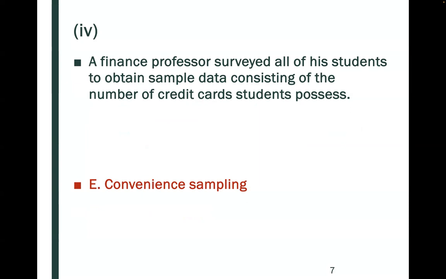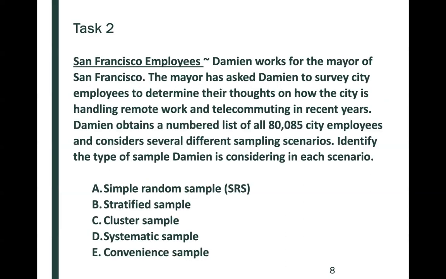So this is an example of convenience sampling, and convenience sampling is basically getting a sample from what's convenient. So here he was a finance professor, and it was convenient for him to survey all of his students. So this is an example of convenience sampling.